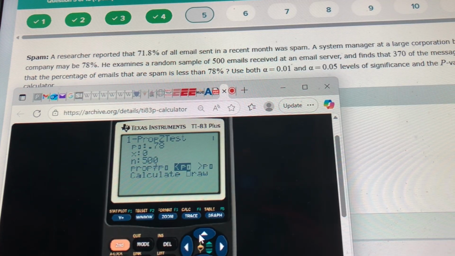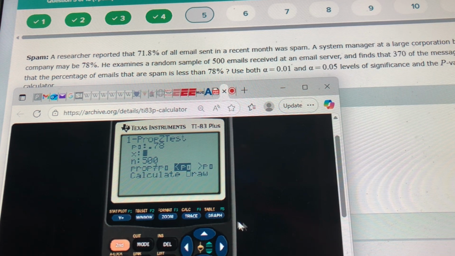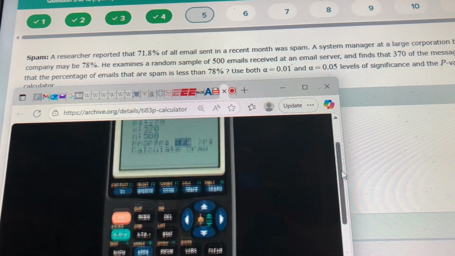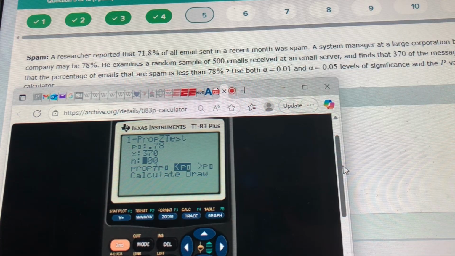There'll only be one other number in the whole problem, and that'll be X. How many of these 500 were spam? He finds that 370 messages are spam. So that's the X, 370. And remember, X can never be bigger than N, even when you're doing confidence intervals. So we checked 500 emails, and yes, 370 of them were spam.